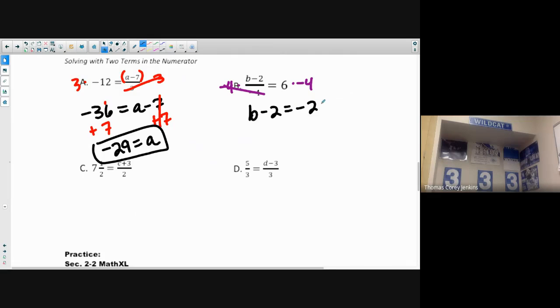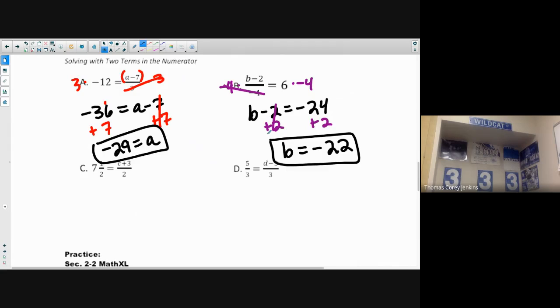equals negative 24. And then get rid of minus 2. So we're doing plus 2 to both sides. And that's going to give me that b equals negative 22. If you add 2 first and then multiply by negative 4, you get a different answer, and that answer will not work, I promise you. So you've got to go in that order.